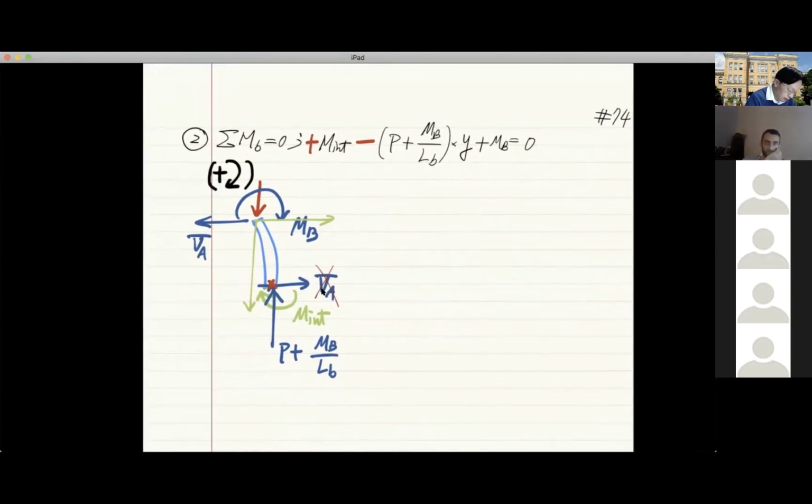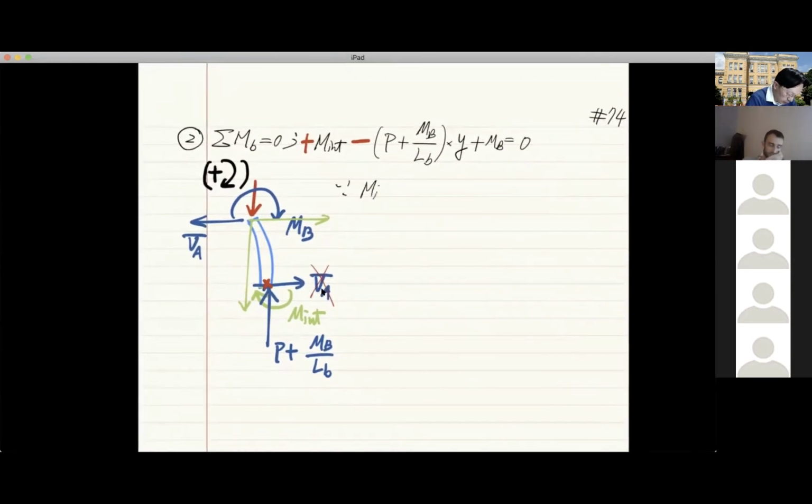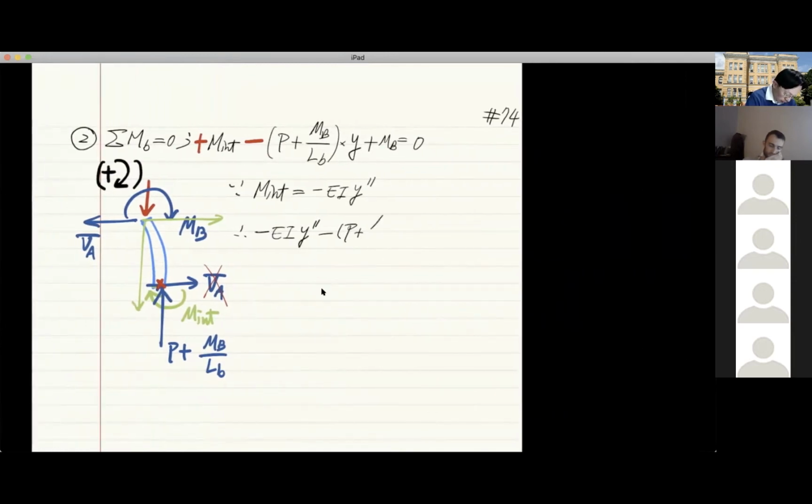And recall the definition: an internal moment is negative EI times y double prime. Then the governing equation becomes negative EI y double prime minus P plus MB over LB times y plus MB equals 0. Or you can write it as EI. Of course, this EI must be EIC because this is EI column.